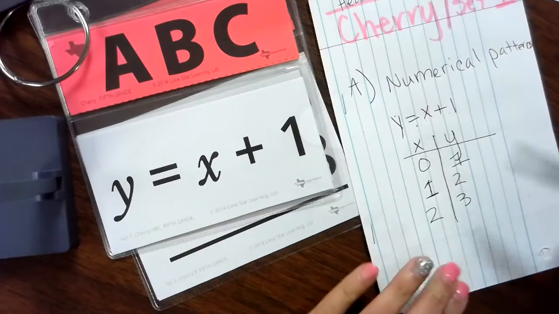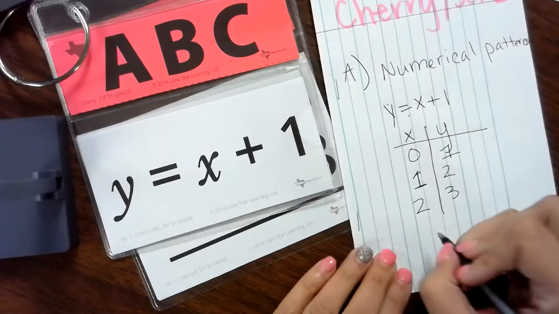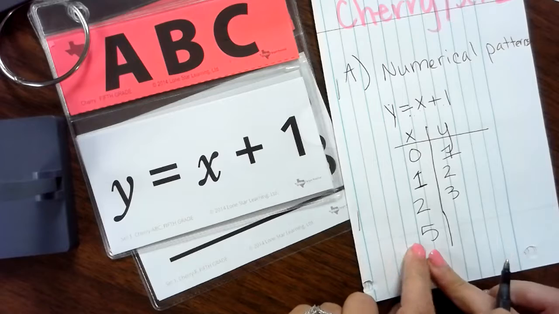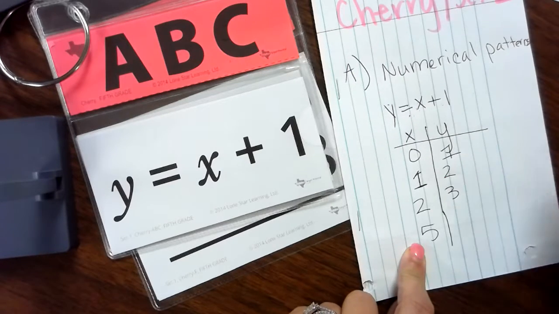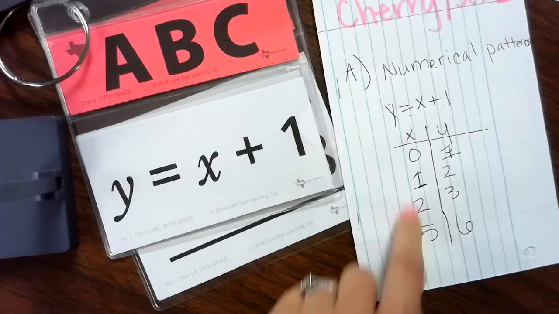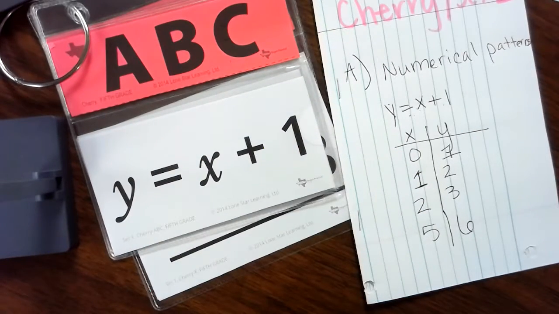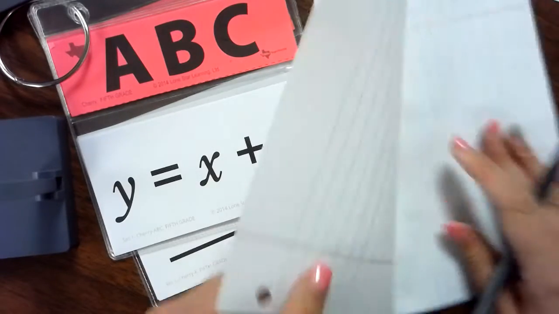Okay, and you're choosing any numbers. I would encourage you to start with 0 and then choose numbers. What if I said, you know what? I want to make it 5. Well, if x is 5, I put a 5 right there, and 5 plus 1 equals 6. So whatever numbers I choose here, but I really encourage you to have that 0 there. Okay, good. That takes care of A.